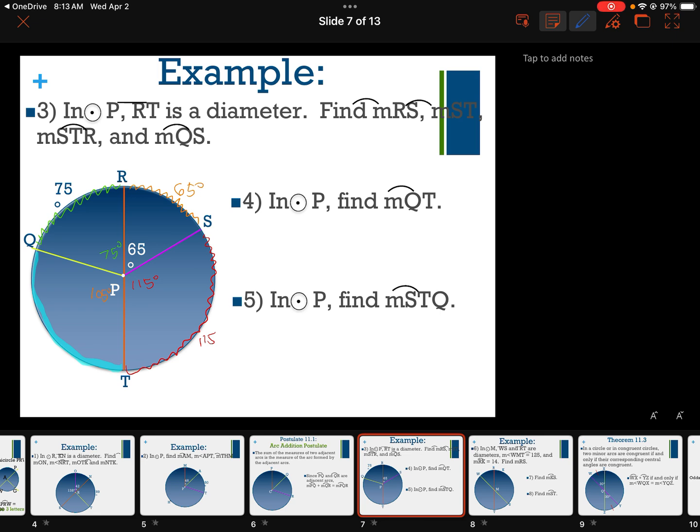Make sure I don't leave anything out here. What's the measure of arc QT? It will also be 105. Okay, let's just make sure we answer the questions. What's the measure of arc RS? It's 65. What's the measure of arc ST? That would be 115.